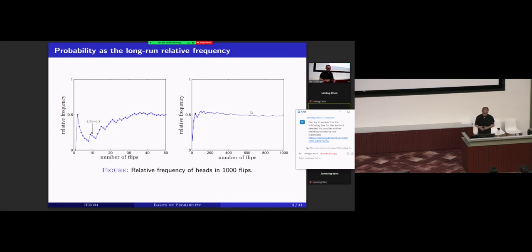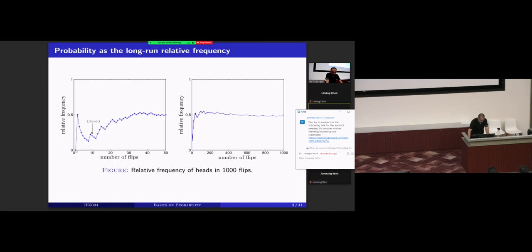So let's explain this with a figure. Here, I ran a simulation of this coin flipping game. I wrote a very simple MATLAB program to mimic this coin flipping game, and I recorded the relative frequency after each flip, up to 1,000 flips. So here, let's check this curve. This left panel is the relative frequency for up to 50 flips.